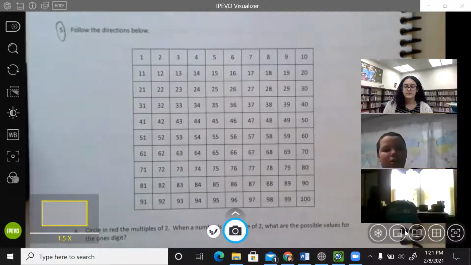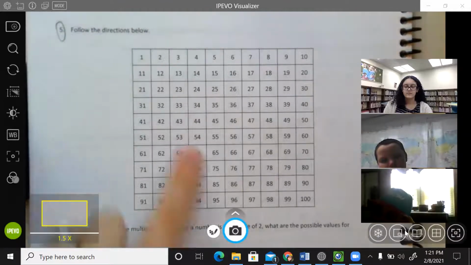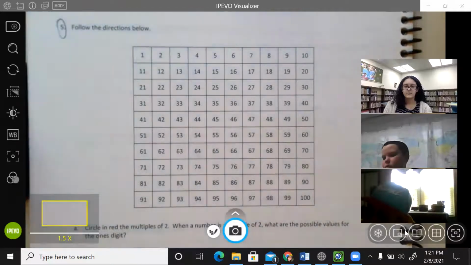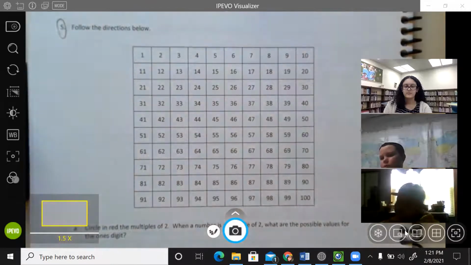Okay, Soren, we have to circle in red the multiples of 2. I don't have red, so I'm going to use a blue highlighter. So looking at this 100 grid, tell me, and go slow because I have to circle it, all the multiples of 2. Go.